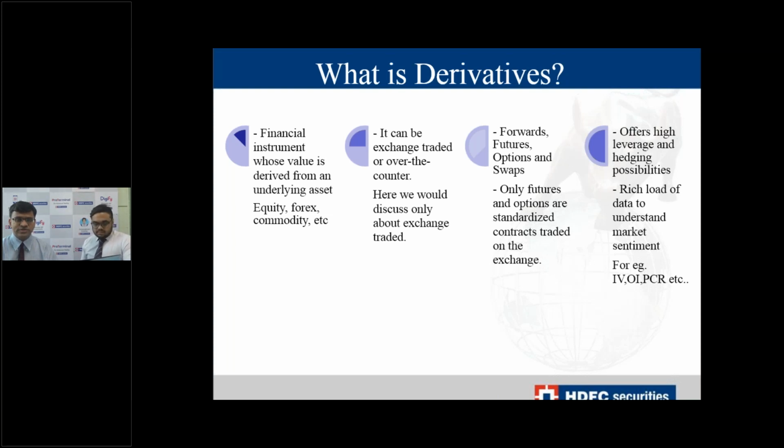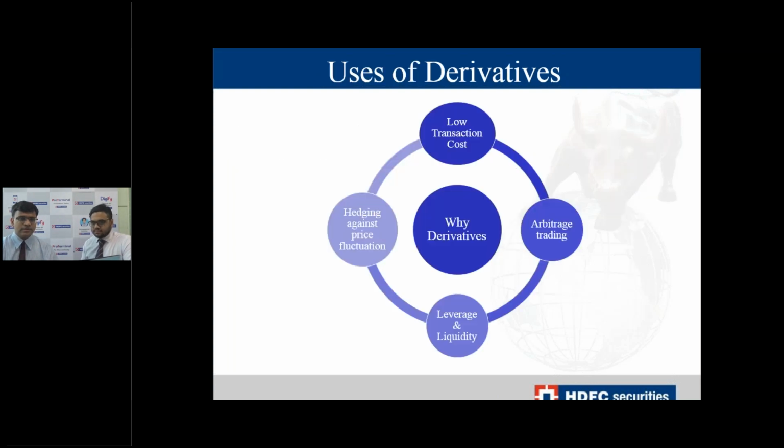These future and option contracts are standardized and traded on the exchange. They offer high leverage and hedging possibilities. And we also have a load of data to understand the market sentiments. For example, indicators like IV, open interest, put call ratio, all these indicators are useful to analyze the derivative markets. So Ajit, could you please explain to us what are the various uses of derivatives?